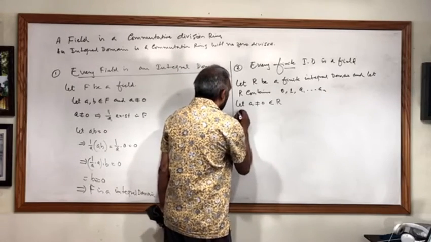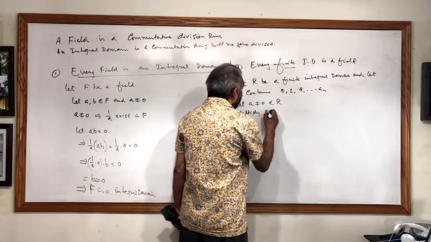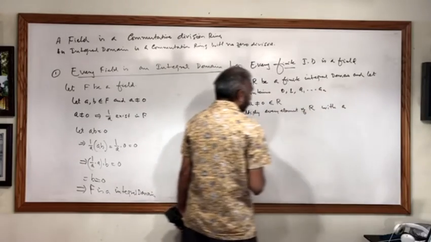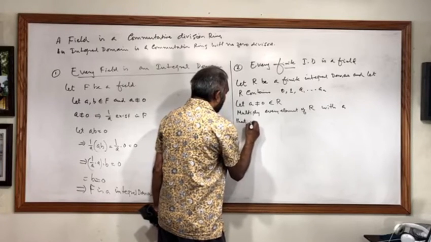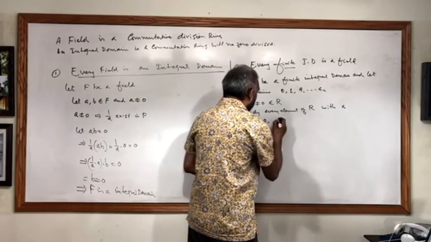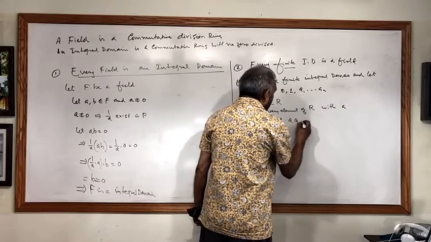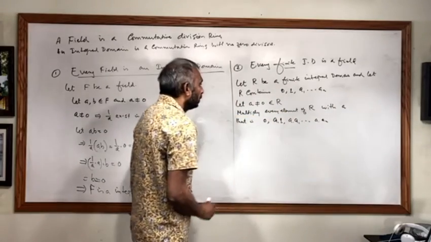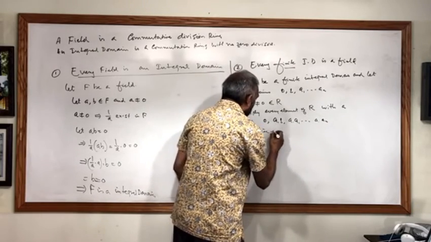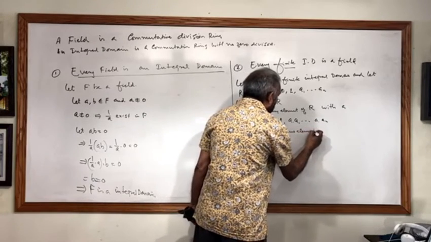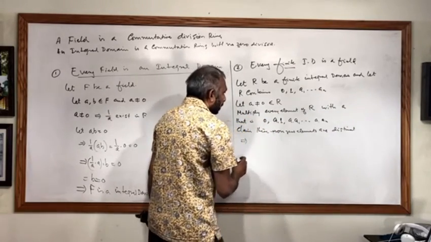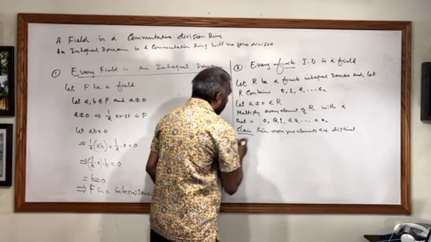Okay, so what we do is multiply every element of R with a. That means 0, 1 times a or a times 1, a times a1, up to a times an. Now the claim is that these elements are distinct. So how do you prove that?